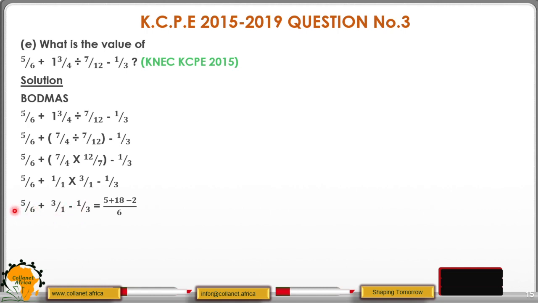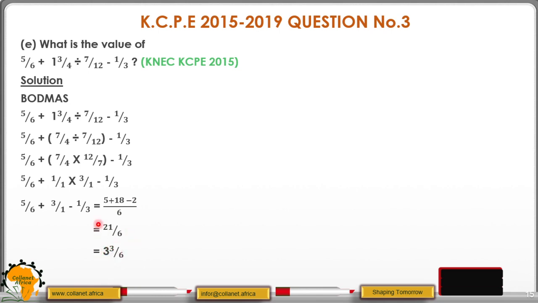In this case, you get the LCM, which is 6. So 6 divided by 6, you get 1 times 5, you get 5. What about 6 divided by 1? You get 6. 6 times 3, you get 18. And finally, 6 divided by 3, you get 2 times 1, you get -2 here. So in this case, you will get 23 minus 2 to get 21/6. This translates into 3, then the remainder 3/6.